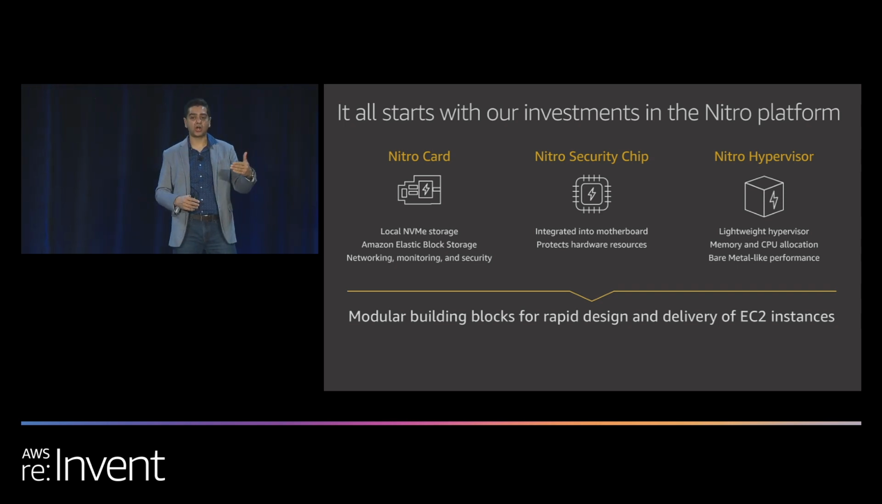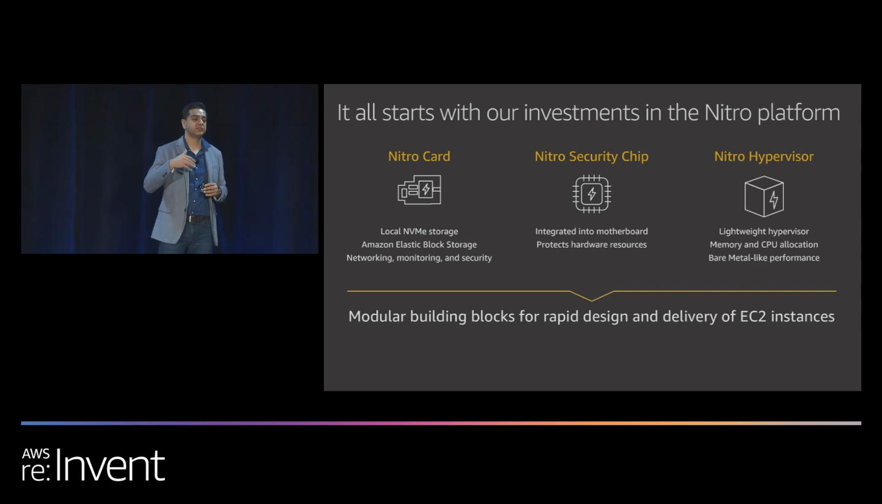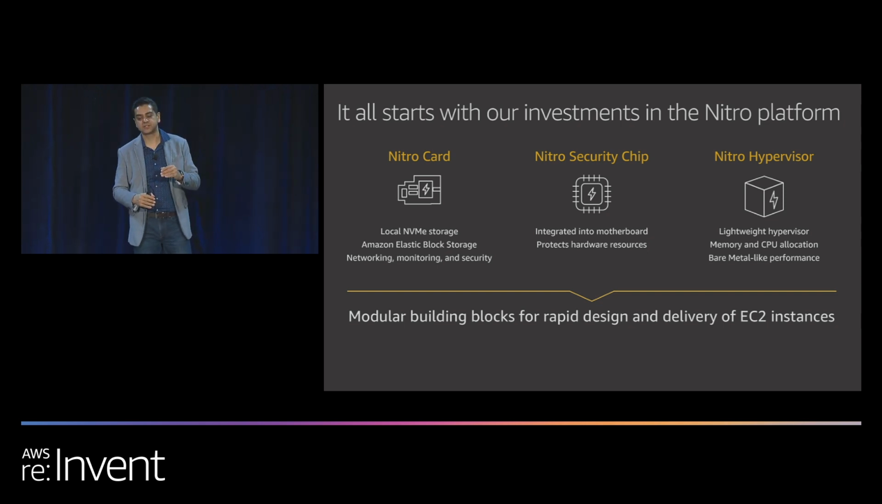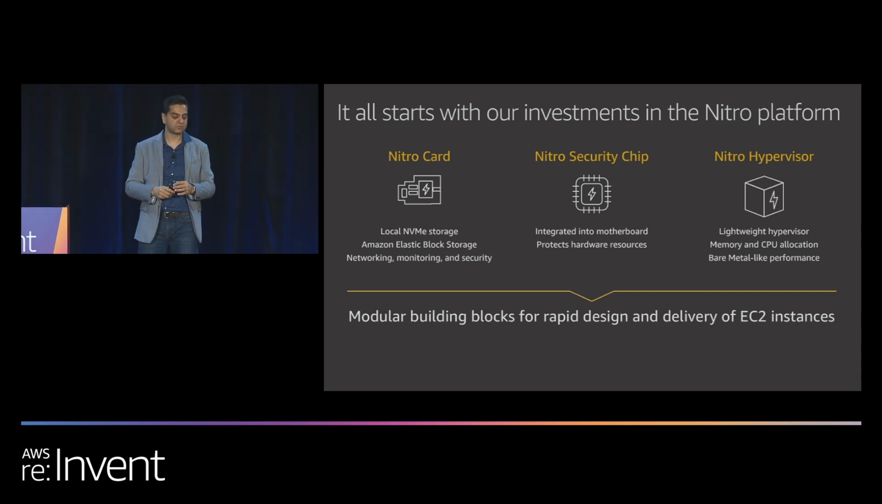We have a Nitro card that offloads a lot of the system management that we need to do in order to virtualize the compute resources. And then we have the Nitro hypervisor. So this is the hypervisor that is super lightweight, is high performance, and gives you bare metal-like performance and allows us to virtualize the full server into smaller VMs.